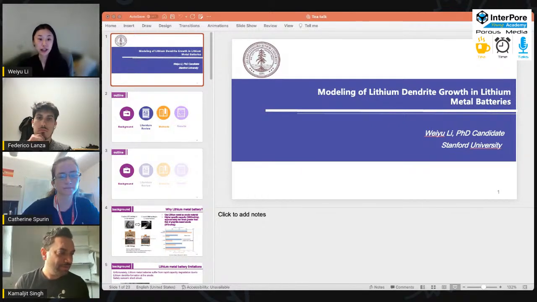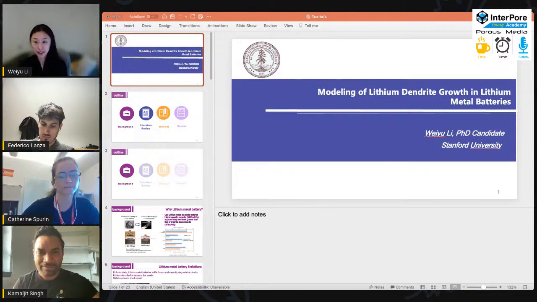Because lithium is the lightest metal with the lowest electrochemical reduction potential, and it has a much higher specific capacity, like 10 times greater than that of the graphite-based anode.